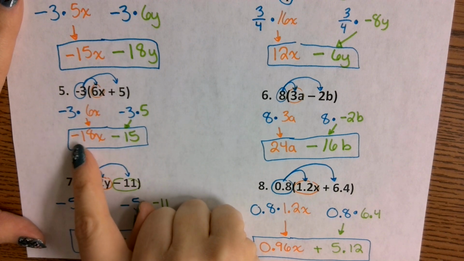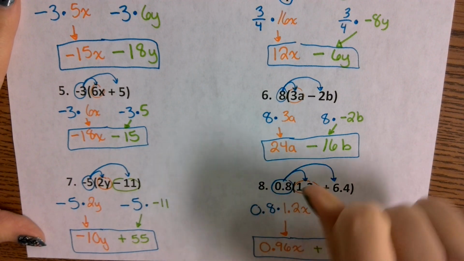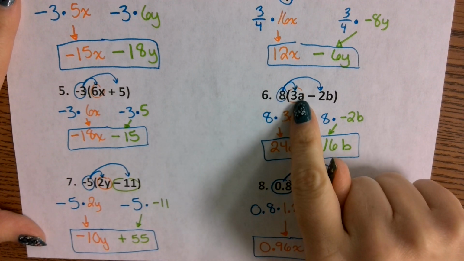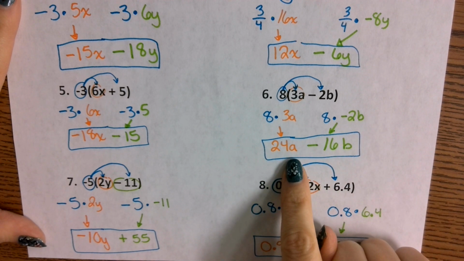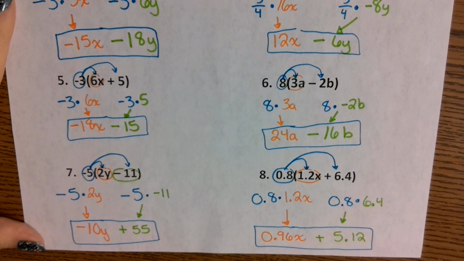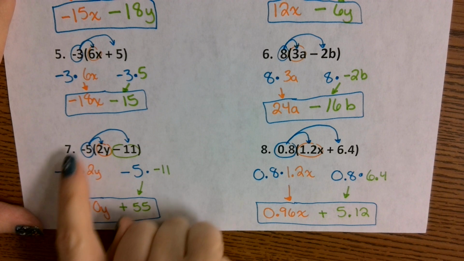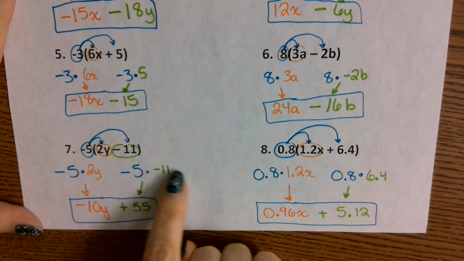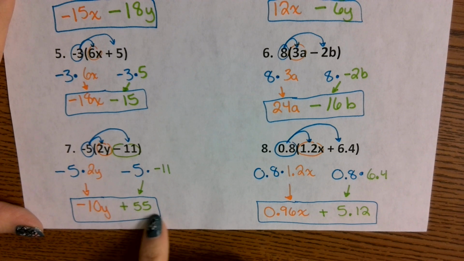For problem number 5, you're distributing the negative 3 to the 6x and the negative 3 to the 5. That means you're going to get negative 18x minus 15. For number 6, you're distributing an 8 to the 3a and an 8 times negative 2b. That means you're going to get 24a minus the 16b. And then for problem number 7, you're doing negative 5 times the 2y and then negative 5 times negative 11. That comes out to a negative 10y plus 55.